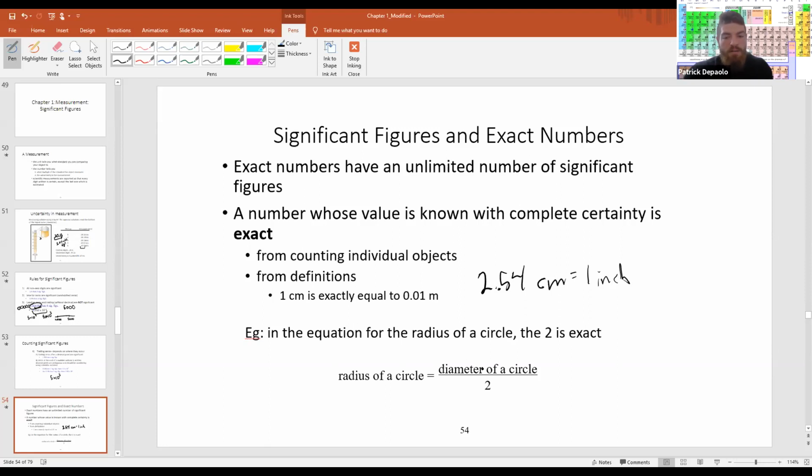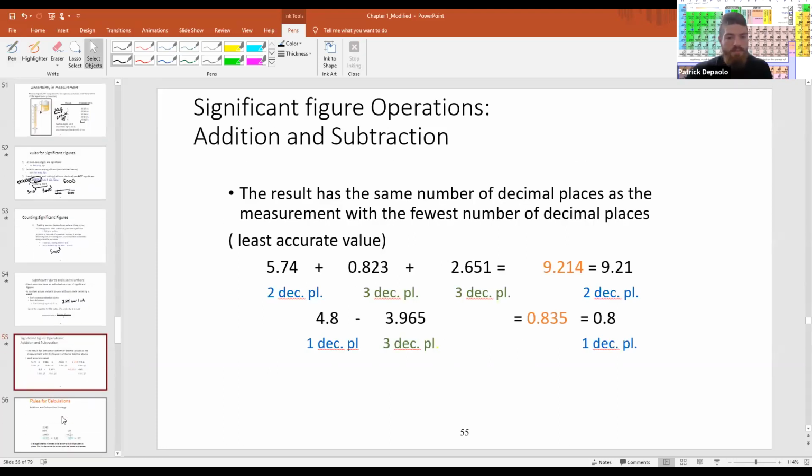Yeah, so it's diameter divided by, I don't like that example, whatever, divided by 2, right? You're dividing it in half, not by 2.00, just by 2, because it's a definition. Okay, now that we know sig figs, we have to know how to do operations with them. So here we go. We'll just jump right into it.